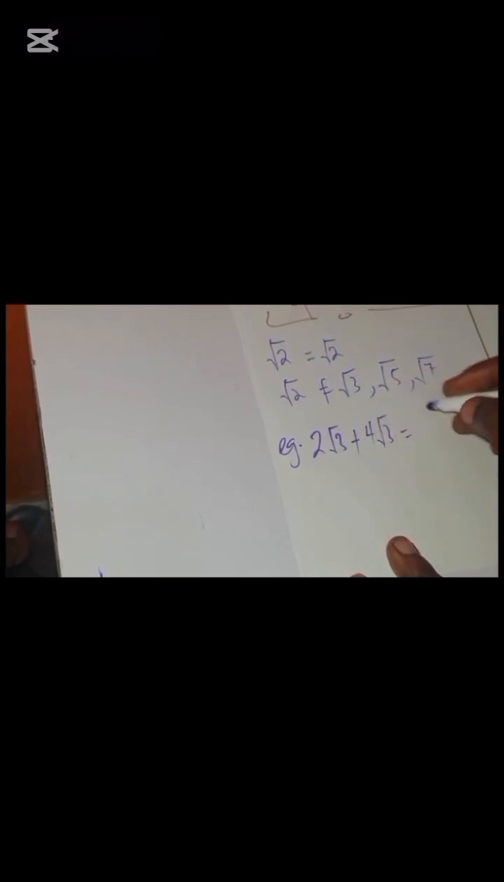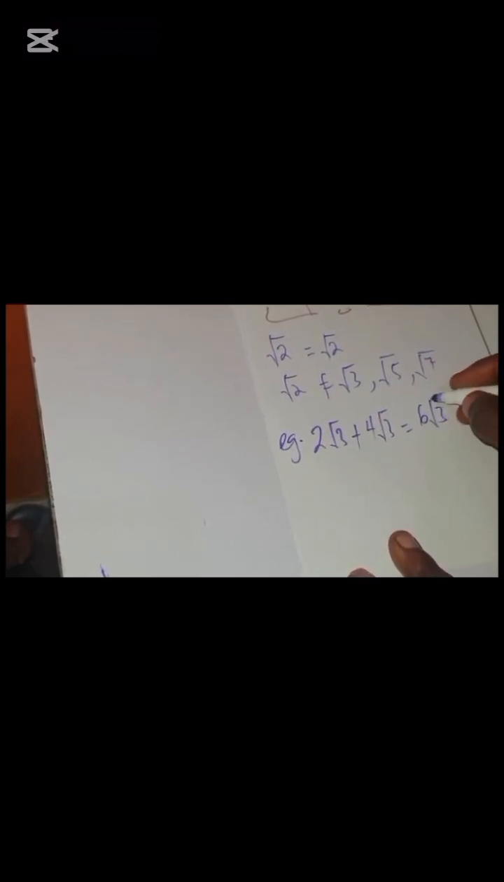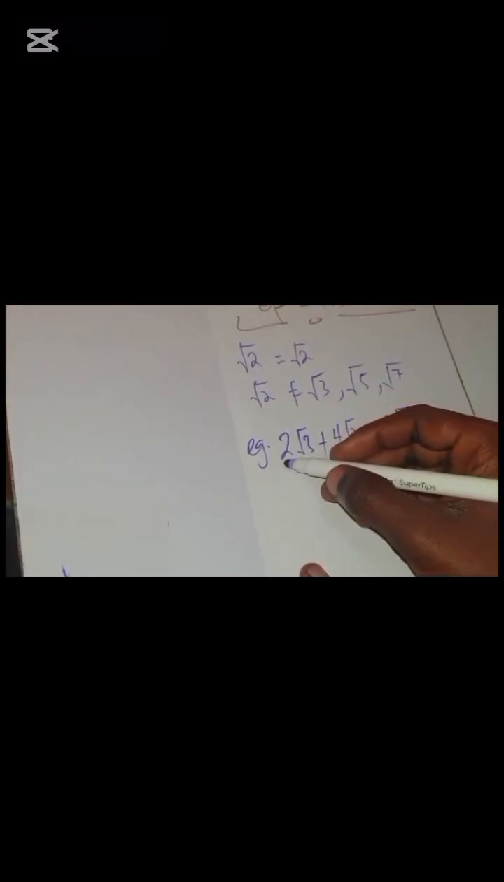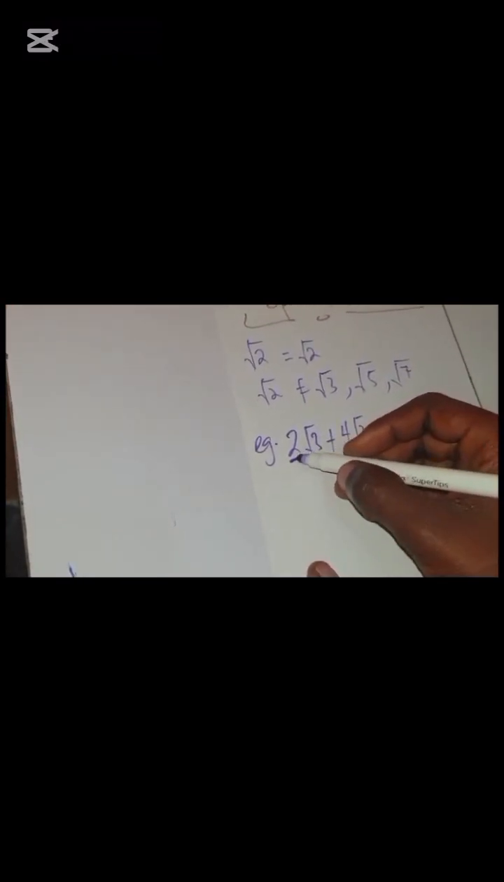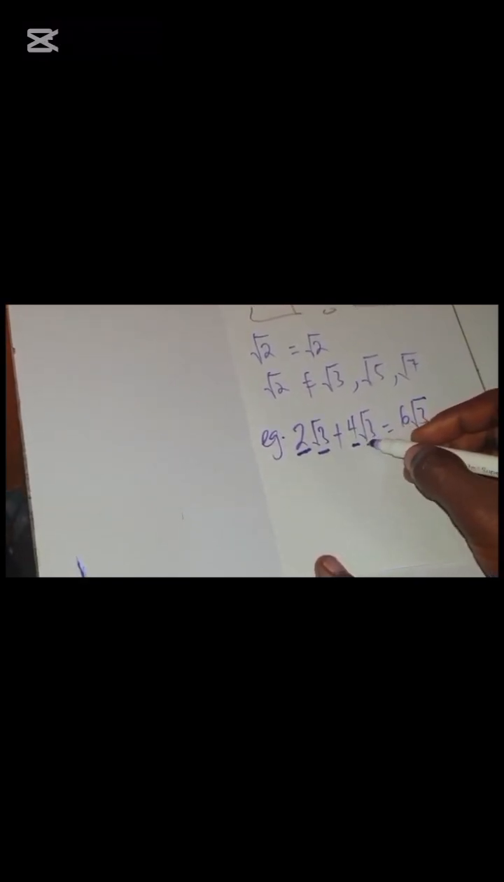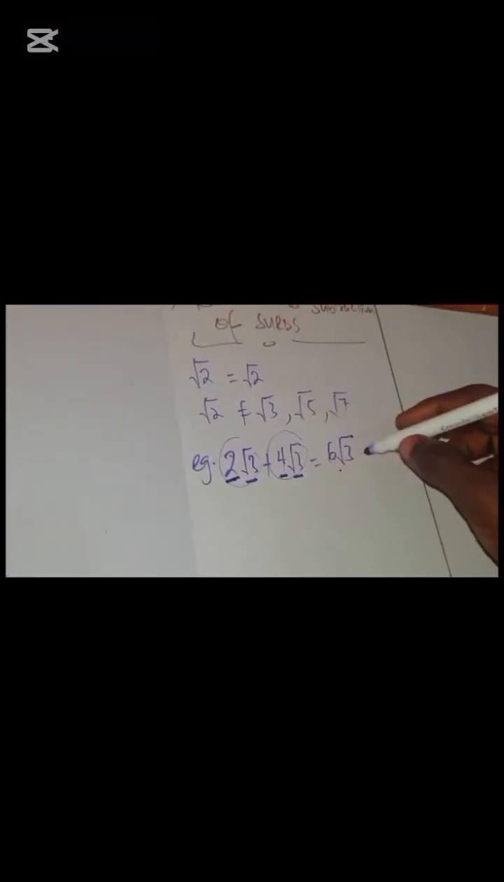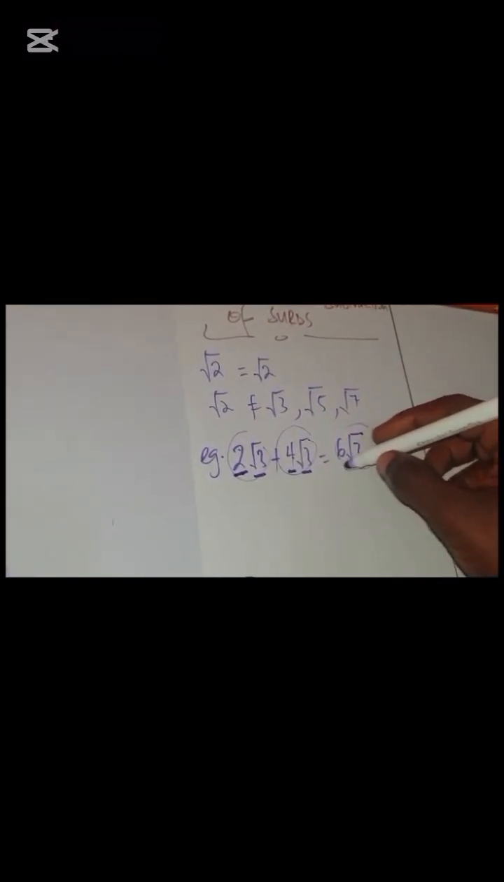For example, 2 root of 3 plus 4 root of 3 gives us 6 root of 3. Why 6 root of 3? Because 2 root of 3 implies there are 2 of root of 3, and 4 root of 3 implies there are 4 of root of 3. So we know 2 plus 4 gives 6, then we just add the surd, so 6 root of 3. So this is the main rule.